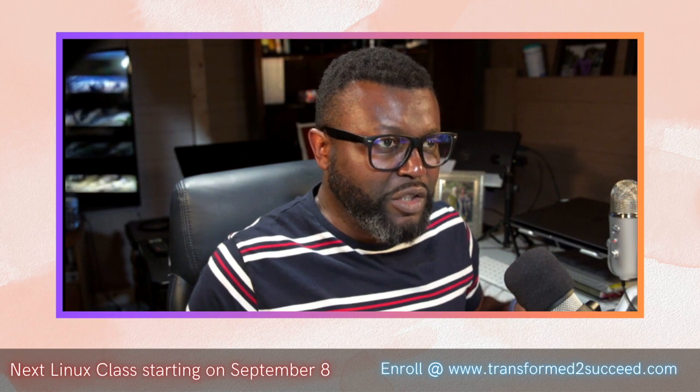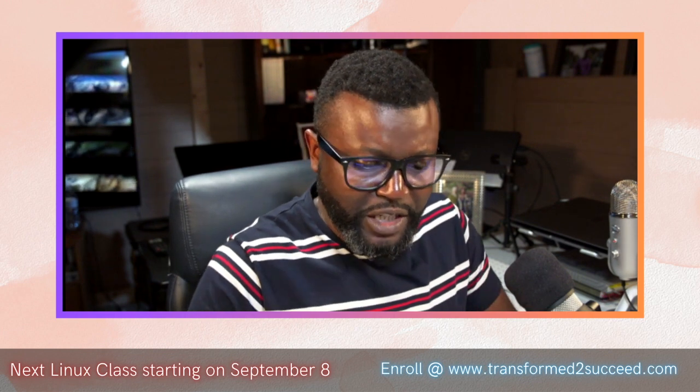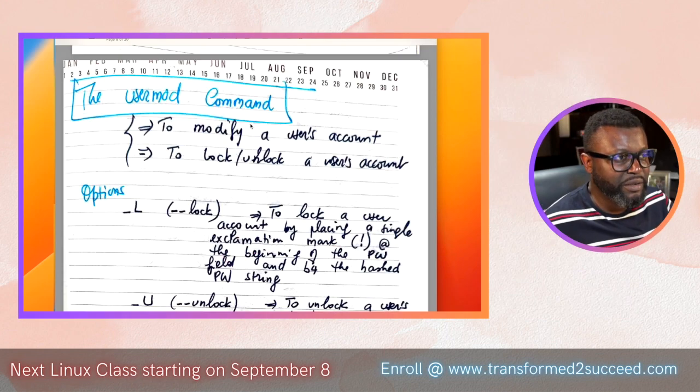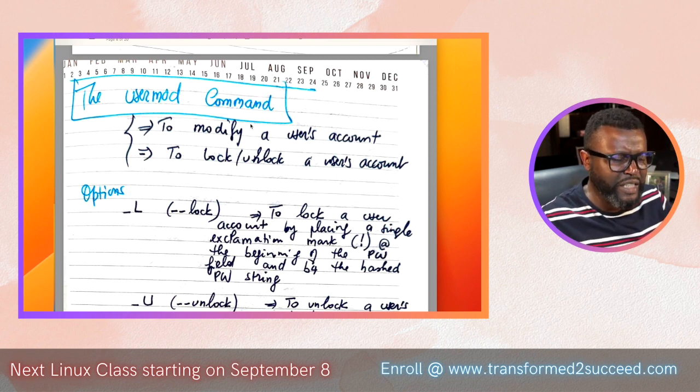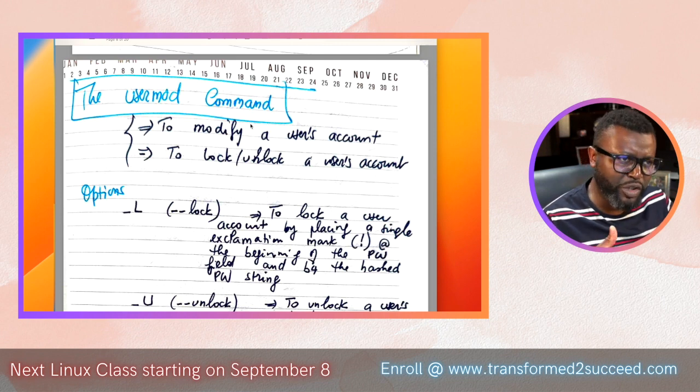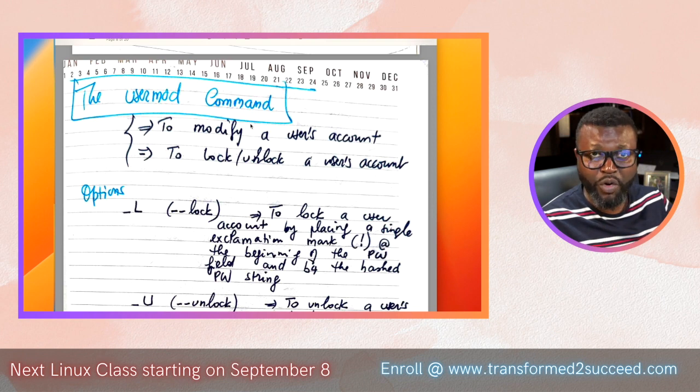We're going to begin with the usermod command. So I'm going to take you to my notes here. We'll begin with the usermod command, and then we'll build on this as we continue talking about user management on a Linux system. The usermod command is to modify a user's account, and every time you modify a user's account, you affect one or more files. The files include /etc/passwd, /etc/group, /etc/gshadow, and /etc/shadow.